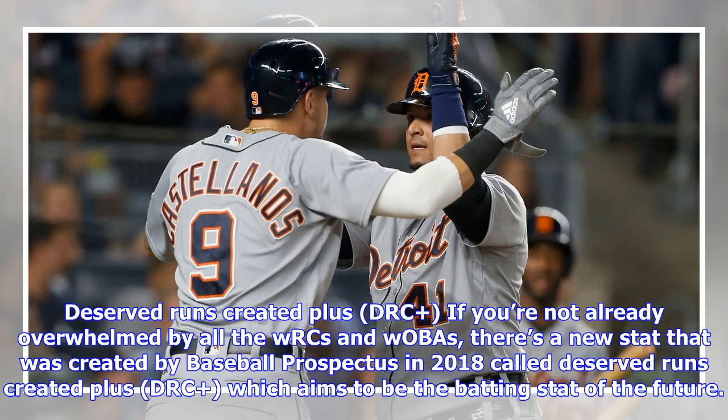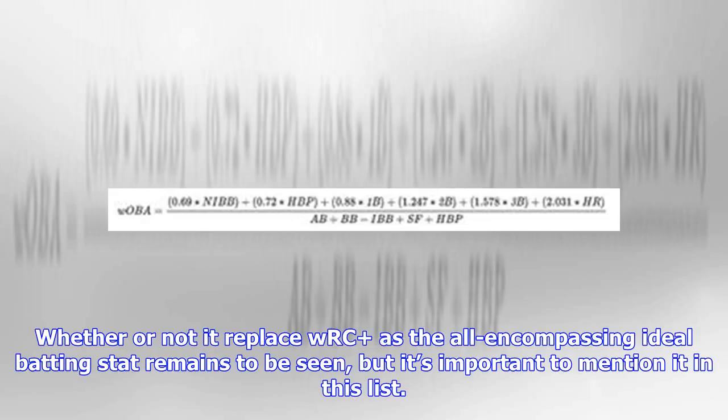Deserved runs created plus, DRC+. If you're not already overwhelmed by all the wRCs and wOBAs, there's a new stat that was created by Baseball Prospectus in 2018 called Deserved Runs Created plus, DRC+, which aims to be the batting stat of the future. Whether or not it replaces wRC+ as the all-encompassing ideal batting stat remains to be seen, but it's important to mention it in this list.